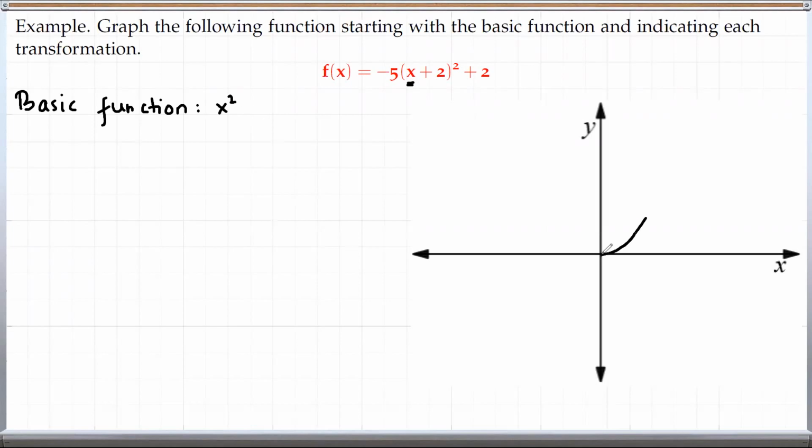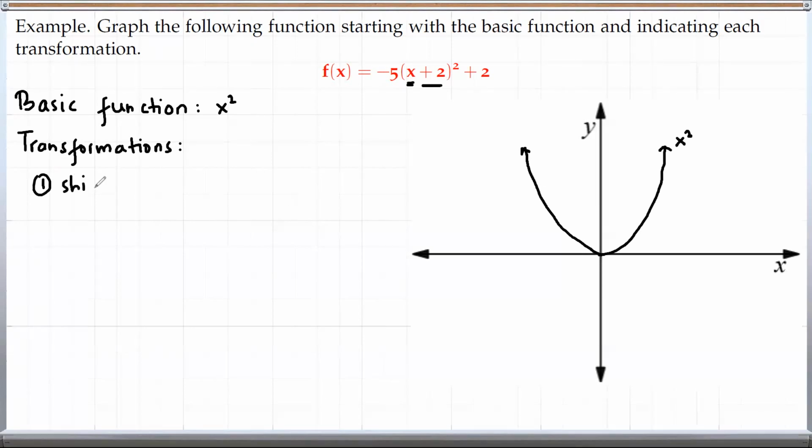Let's do that. So this is the graph of the basic function, x squared. Now let's look at all the transformations involved over here. We start by looking at the numbers right next to x. We have this +2, which will cause the graph of x squared to shift to the left by 2 units.